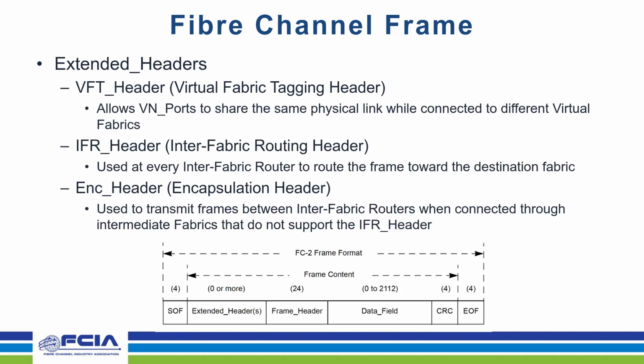Okay, then diving into extended headers. We have three flavors listed here. We have our virtual fabric tagging header that allows VN ports to share the same physical link while connected to different fabrics. Then we have an inter-fabric routing header, the IFR header, and that's used at every inter-fabric router to route frames towards the destination fabric. Then we also have an encapsulation header, and that's used to transfer frames between inter-fabric routers when they're connected through intermediate fabrics that do not support the IFR header.